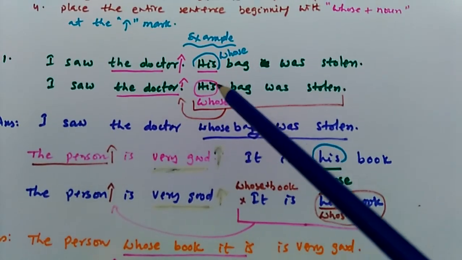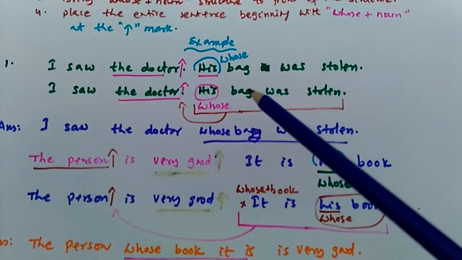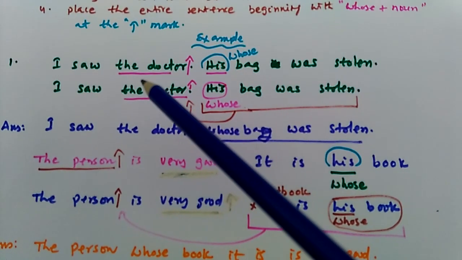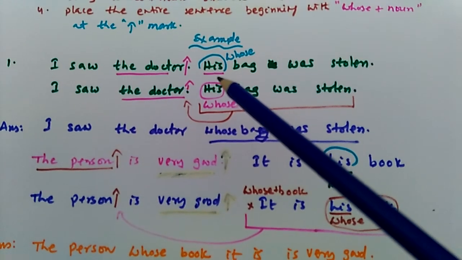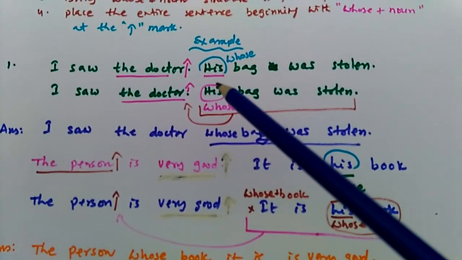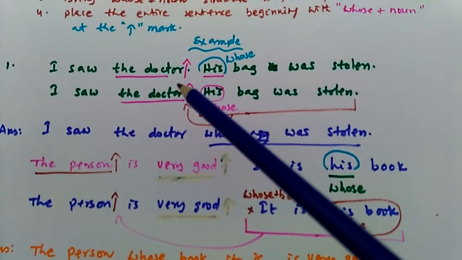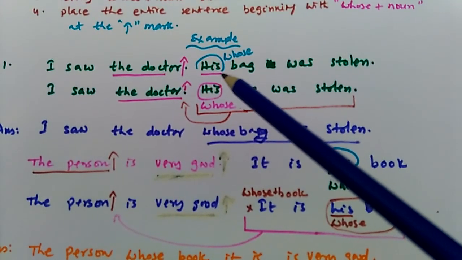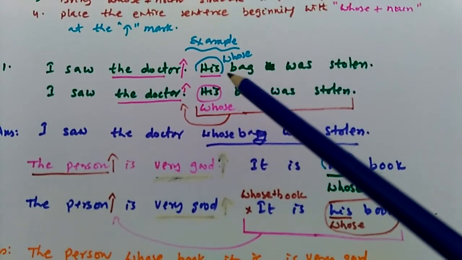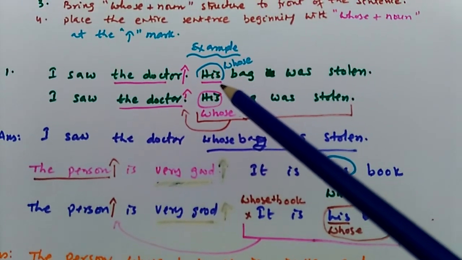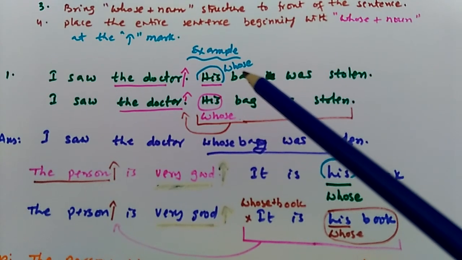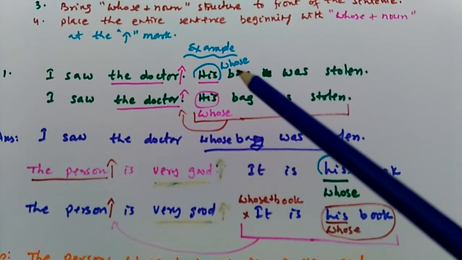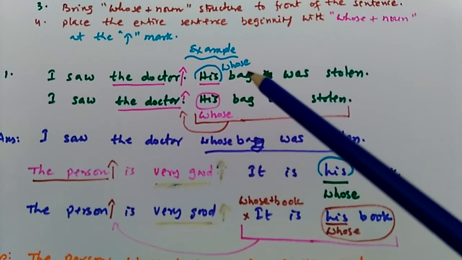I saw the doctor. His bag was stolen. Here, first we have to identify the identical phrases. Here, the identical phrases are doctor and his. So first you have to underline them, and after one identical noun phrase, that is doctor, we have to put an arrow mark, and the other identical phrase, that is his, is to be rounded off. In that place we have to write whose, because whose is used for my, our, your, their, his, her, its, like that. So his is removed, and in that place we have written whose.